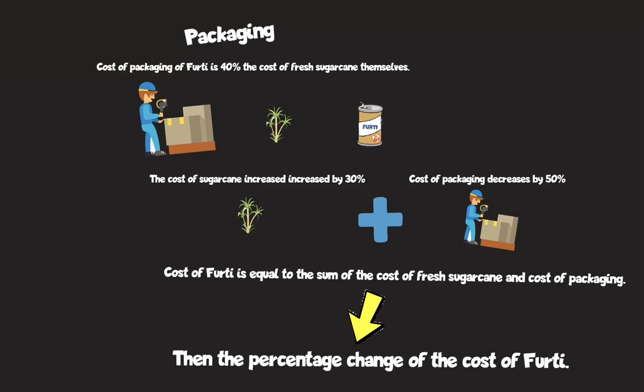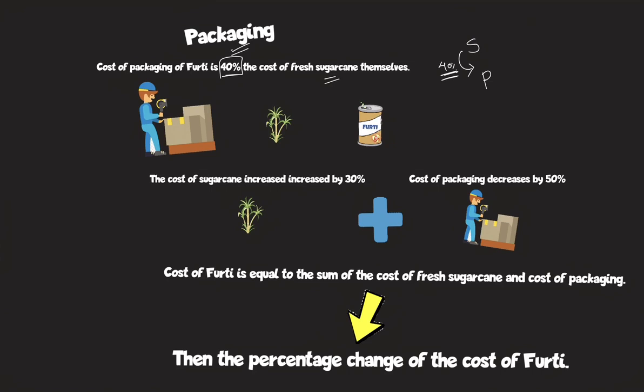Now after manufacturing, let's look at the packaging of Furti. What is the information being given with respect to the packaging? The cost of packaging of Furti is 40% of the cost of fresh sugarcane. So whatever is the cost of the fresh sugarcane, take 40% of that, not add. Just take 40% of that, and that will be the packaging cost of Furti.